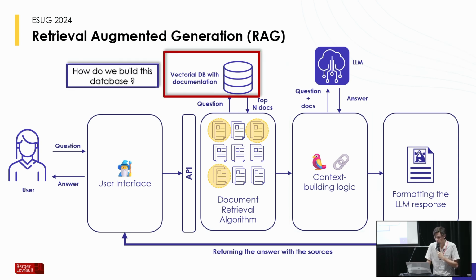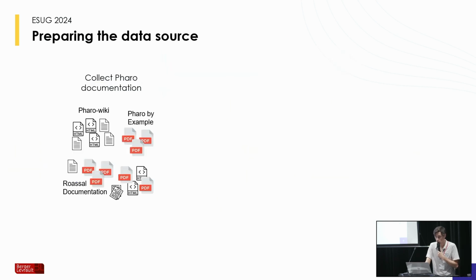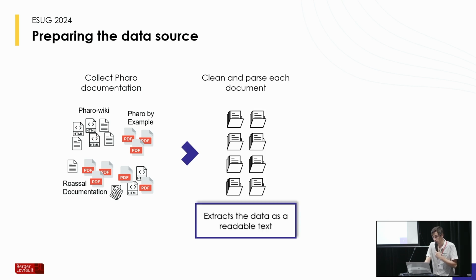Now, a question you might ask yourself is, how do we actually build this database? Well, what we do is we collect a lot of Pharo documentation: the Pharo Wiki, Pharo by Example, Rossel documentation, whatever PDF, Markdown, or HTML page we want to collect. We open, clean, and parse each document, so we extract the data as readable text. It has to be readable for a user and, in general, readable by a classic LLM.